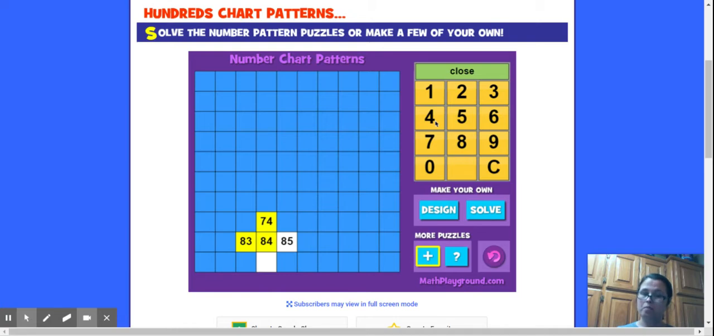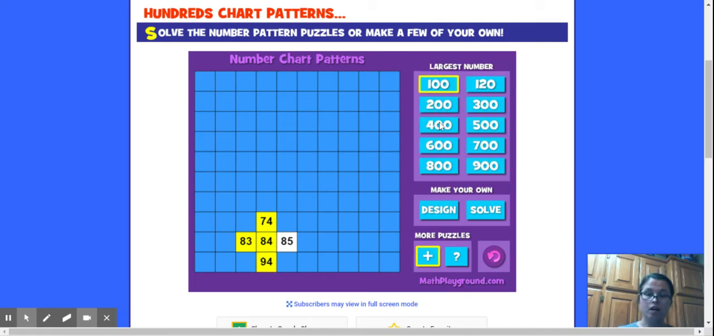Okay, let's try one more box. So I've got 74, 84. What could go in that box? 74, 84. Okay, so I need my number in my tens place to get one bigger, right? So if I had an 8, I'm going to have a 9. And what's going to stay the same? The 4. Awesome, we did another one.